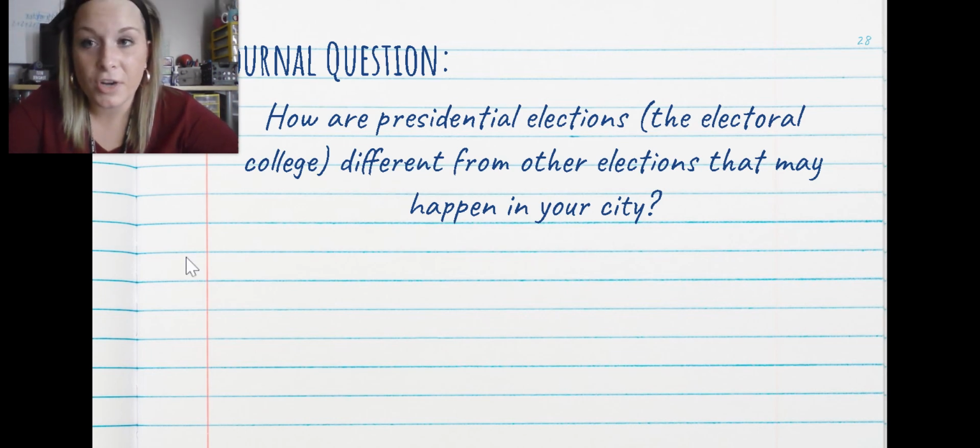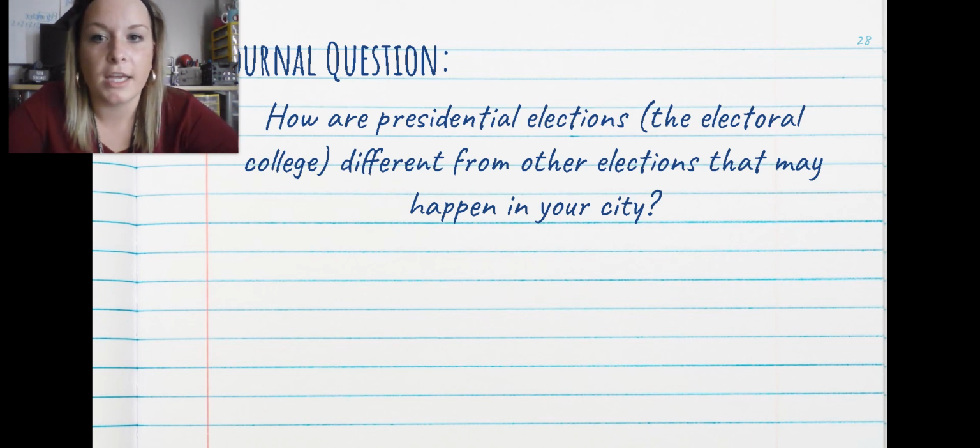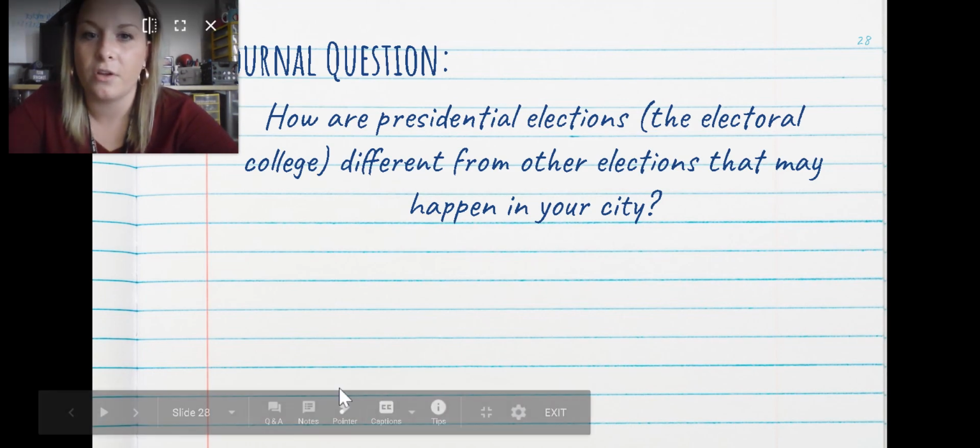So your next journal question is, how are presidential elections or the Electoral College different from other elections that may happen in your city? So go back, think about the Electoral College. How is it different, and how does that voting work a little differently than other elections that may happen?